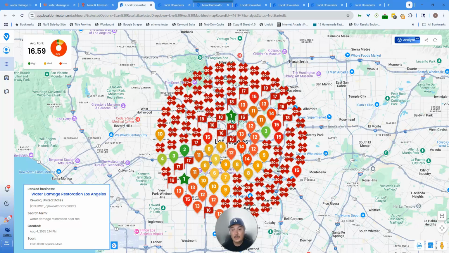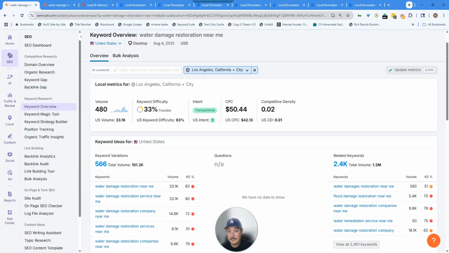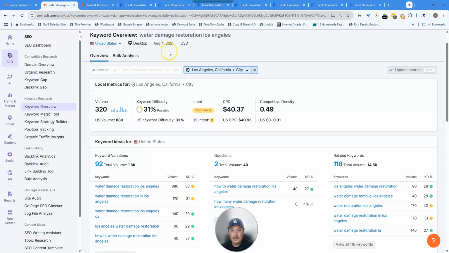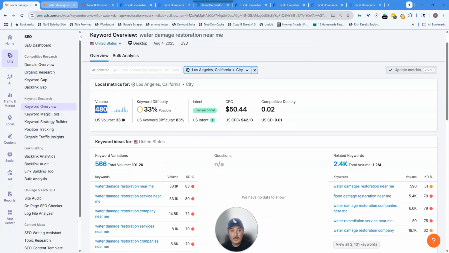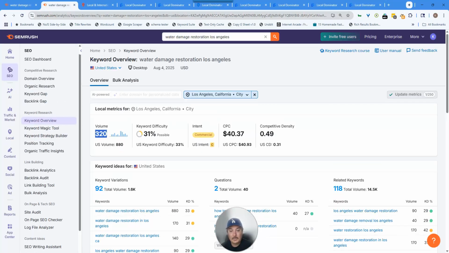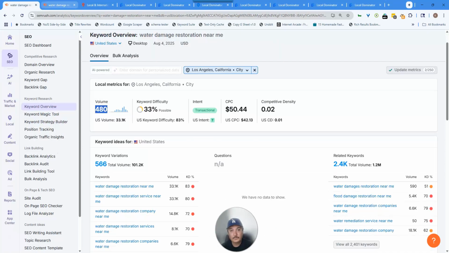And in all actuality, I'm ranking like this, basically invisible, right? And if you don't believe me, look at what SEMrush has to say about this. For the keyword water damage restoration near me in Los Angeles, it's 480 searches per month. But if you do water damage restoration in Los Angeles, it goes down to 320, right? So everybody's looking for this one. Not a whole lot of people are looking for this one, right?